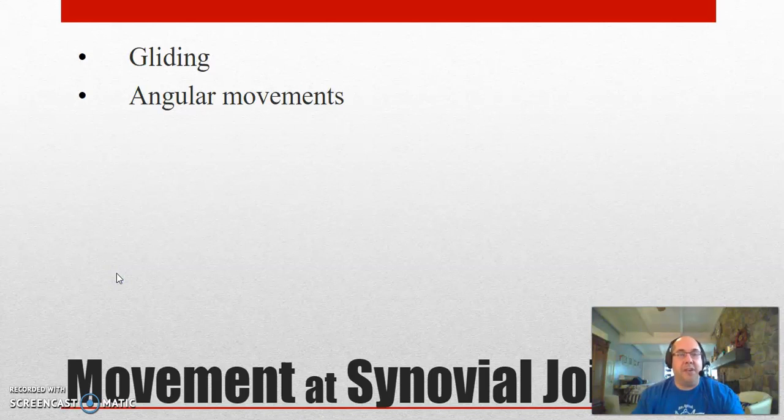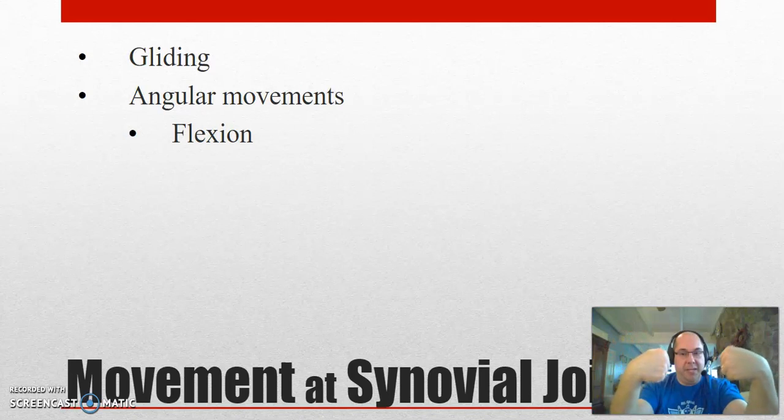Angular movements are by far the most common, and these involve changing the angles of your bones. The first one of these is called flexion, and flexion by definition is a decrease in the angle between the bones. So if here's my hand, if I flex my joints, I'm decreasing the angle between them. So here I am at a 180, and slowly I'm decreasing the angle until it's very small, and then that's it.